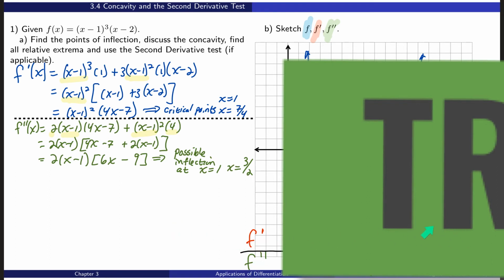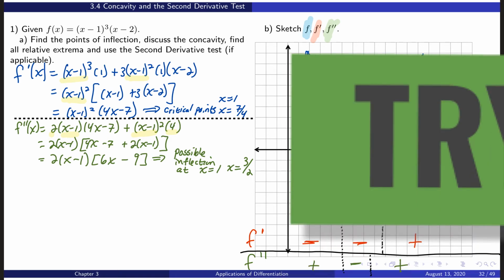Once you label your positive or negatives for the first and second derivative, you'll know whether your function is increasing or decreasing and whether your function is concave up or concave down. Fill out that table, pause the video, fill out the table, and then look at the answers.